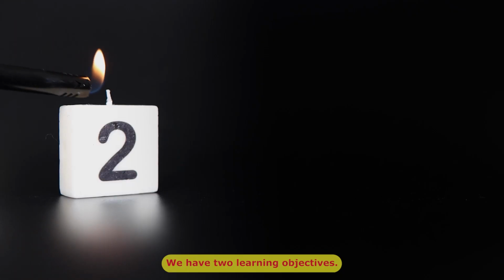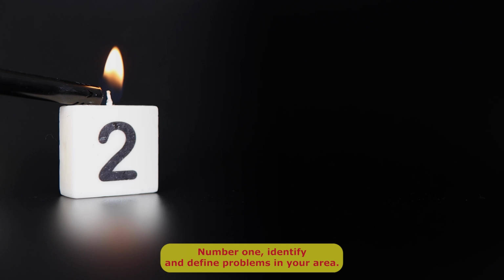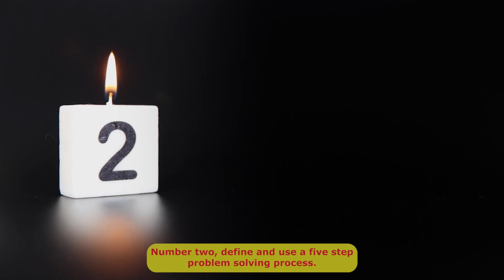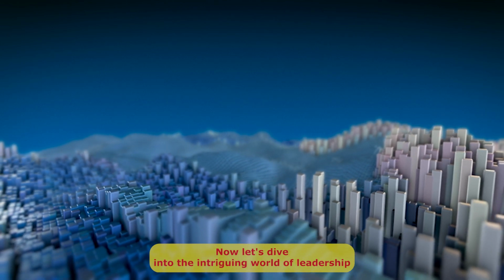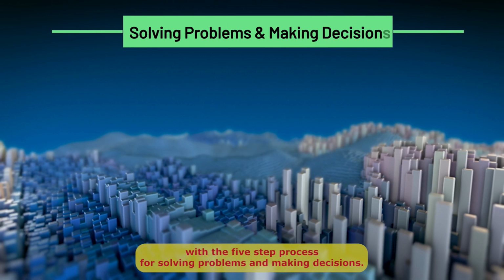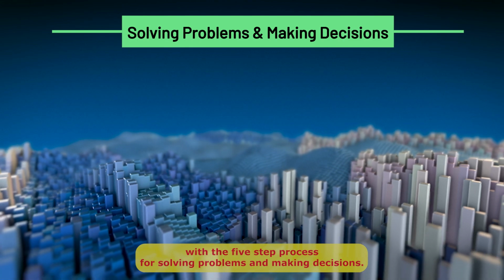So by the end of this episode, what superpowers will you possess? We have 2 learning objectives. Number 1, identify and define problems in your area. Number 2, define and use a 5-step problem-solving process. Now let's dive into the intriguing world of leadership with the 5-step process for solving problems and making decisions.